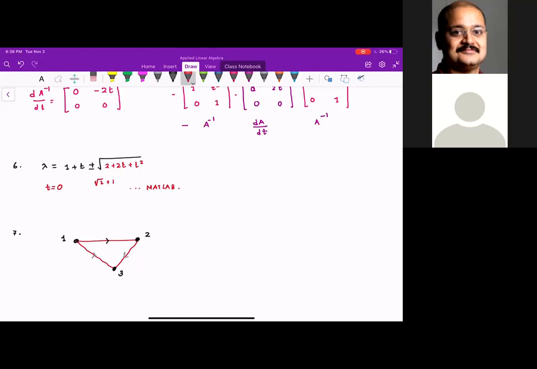So the way I'm gonna write this expression is in the form of an equation starting from 1 going to 2. And so the weight here is C1, the weight here is C2, the weight here is C3. So this equation is going to look like this: minus C1 x1 plus C1 x2 is equal to 0.